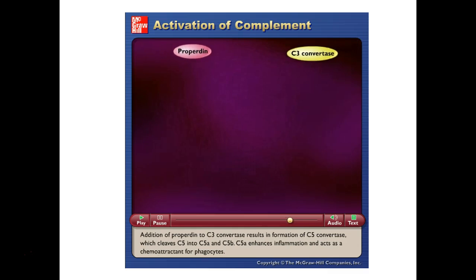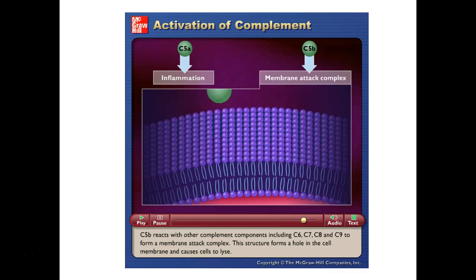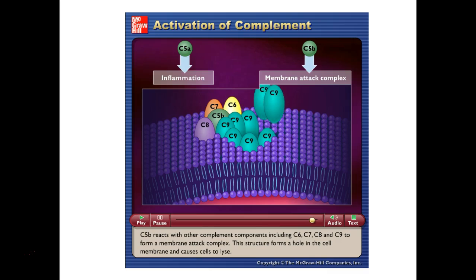Addition of properdin to C3 convertase results in formation of C5 convertase, which cleaves C5 into C5A and C5B. C5A enhances inflammation and acts as a chemoattractant for phagocytes. C5b reacts with other complement components, including C6, C7, C8, and C9, to form a membrane attack complex. This structure forms a hole in the cell membrane and causes cells to lyse.